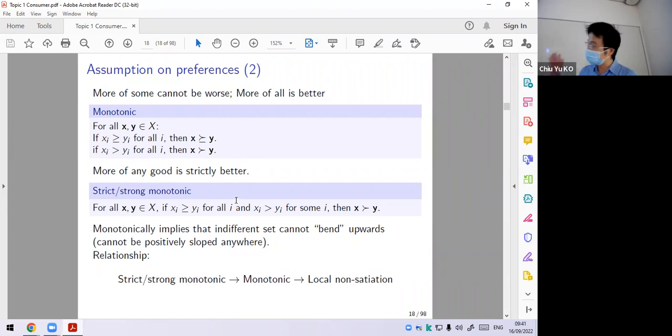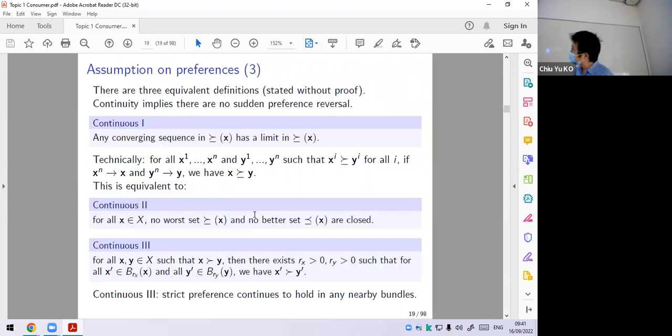When you move in the indifference curve, I mean, level up, you go to the northeast direction. Okay. And the next is continuity.